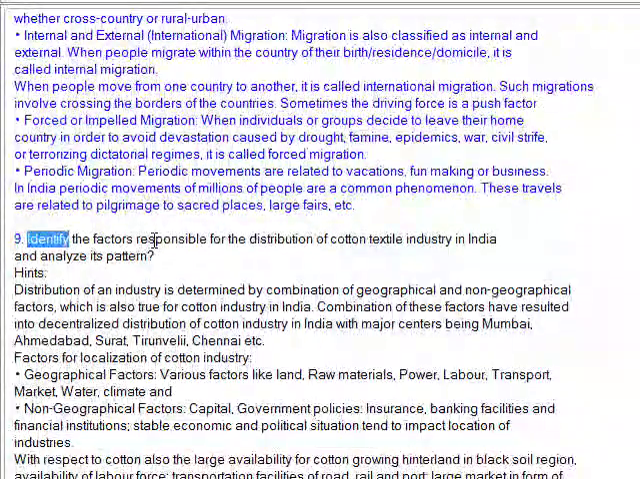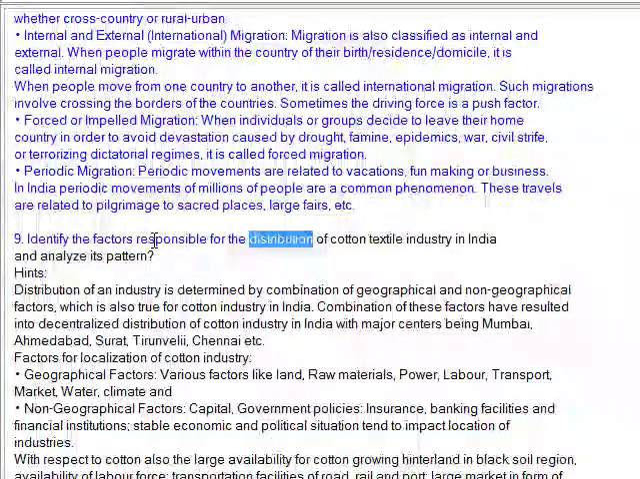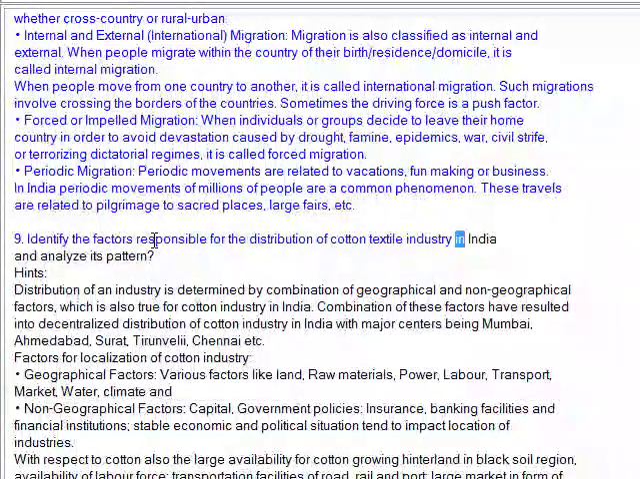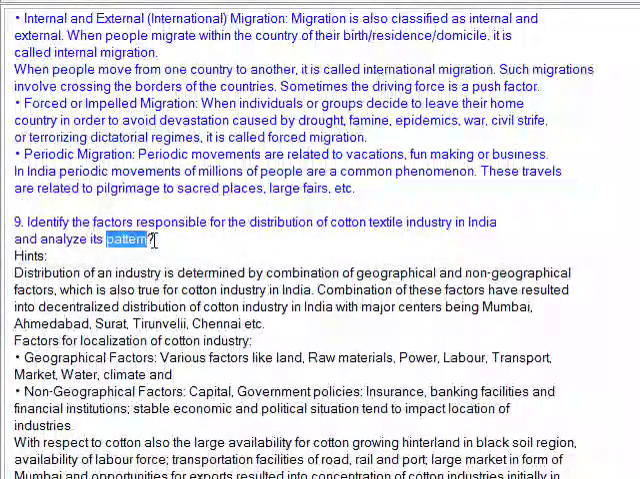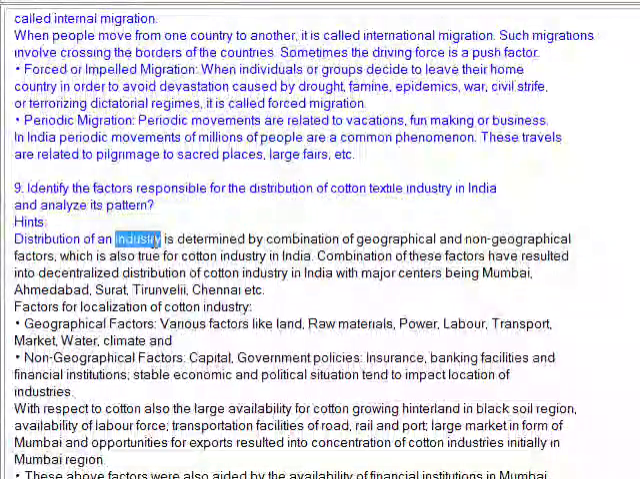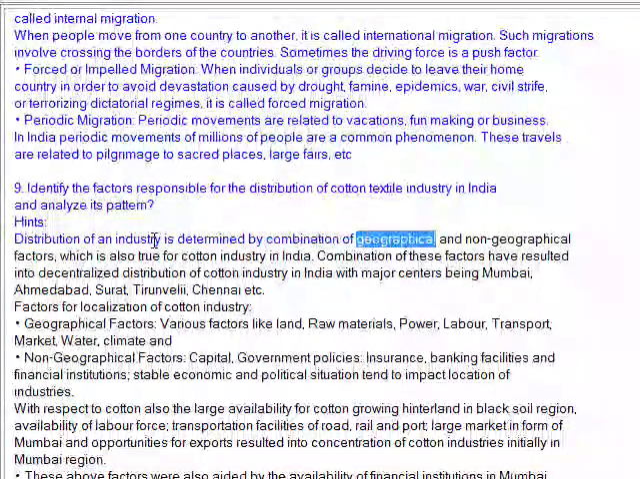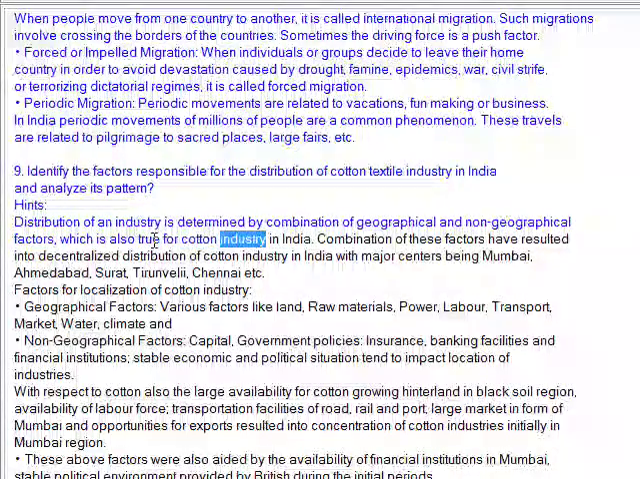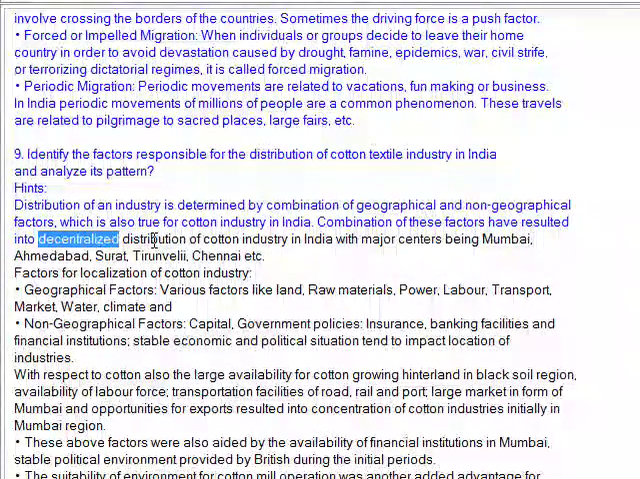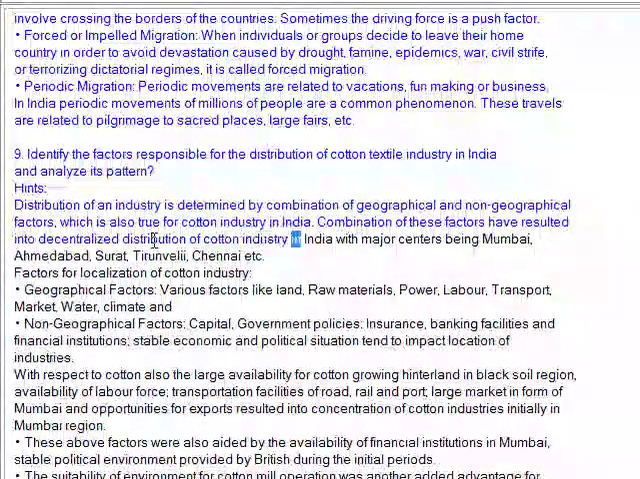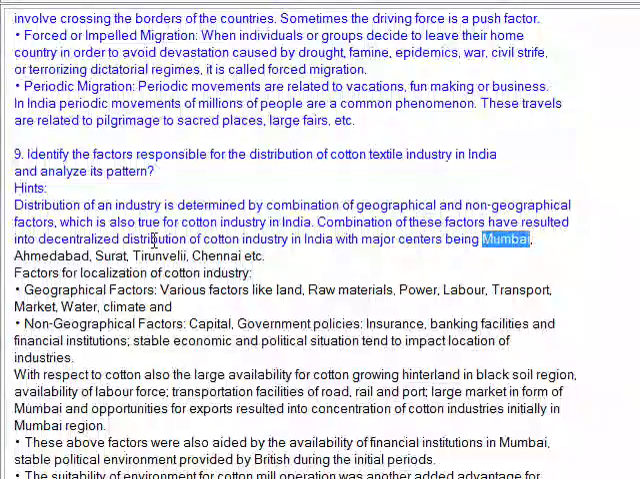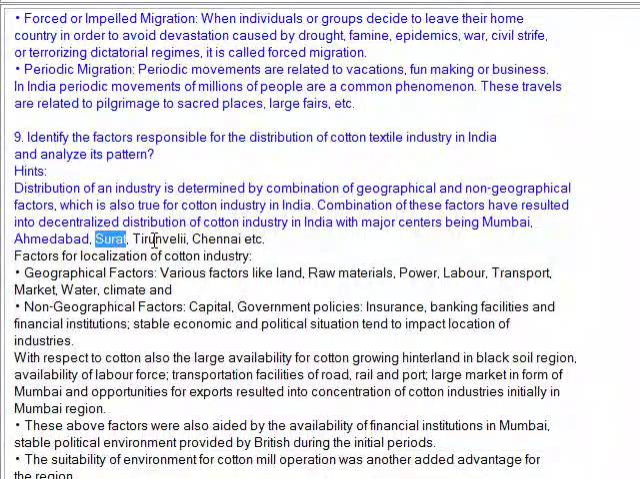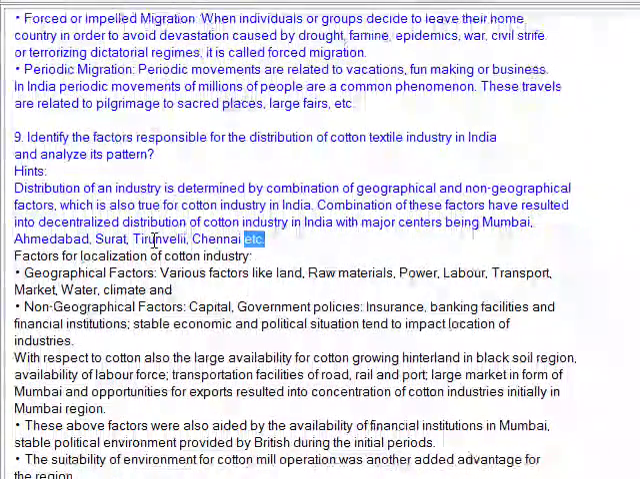9. Identify the factors responsible for the distribution of cotton textile industry in India and analyze its pattern. Hint: distribution of an industry is determined by a combination of geographical and non-geographical factors, which is also true for the cotton industry in India. A combination of these factors has resulted in decentralized distribution of the cotton industry in India, with major centers being Mumbai, Ahmedabad, Surat, Tirunelveli, Chennai, etc.